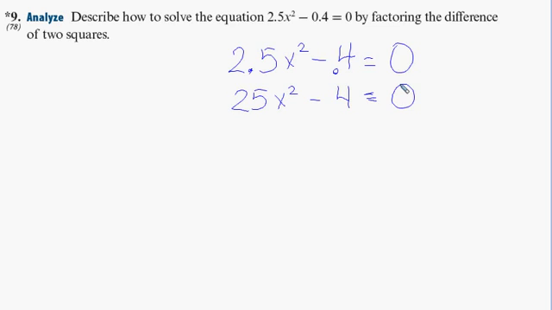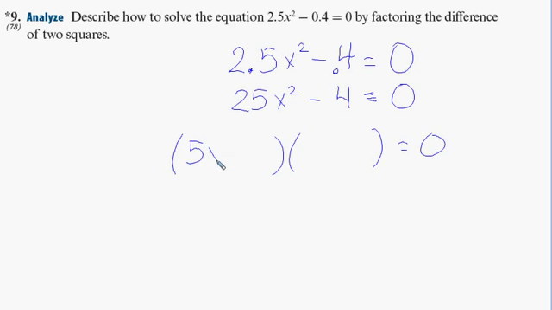Okay, so now you can see that we have a difference. That's where the subtraction sign comes into play. And here we have a perfect square. 25x squared is a perfect square. 4 is a perfect square. So this ends up being super easy. The only hard part really is just understanding that you can get rid of those decimals.